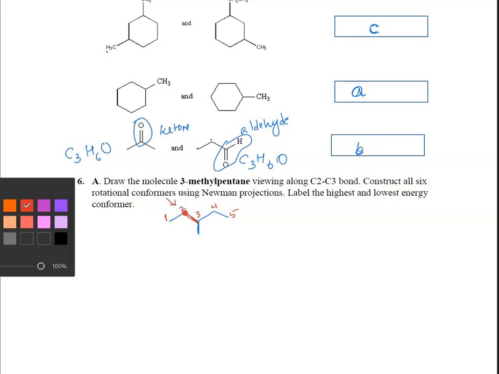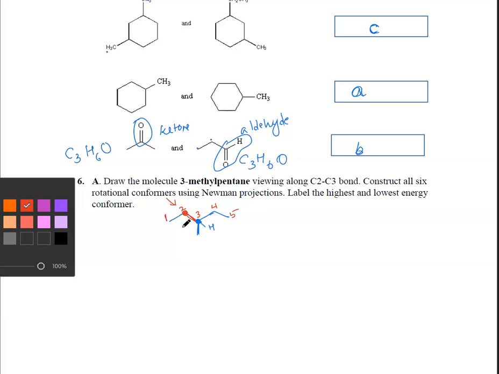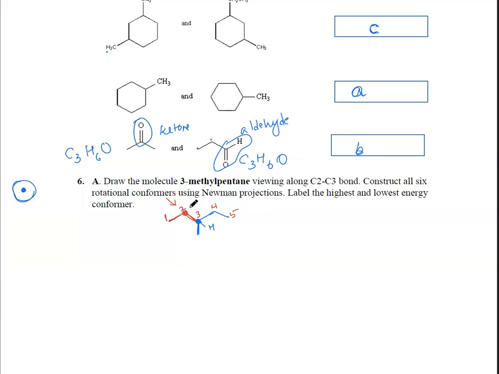So let's see what are the groups that are attached to these two carbon atoms. So the back carbon atom, which we can represent in a blue color, has a methyl group, an ethyl group, and a hydrogen. And then the front carbon atom, which is represented by red color, has a methyl group and two hydrogens.